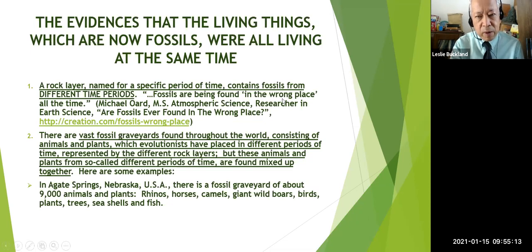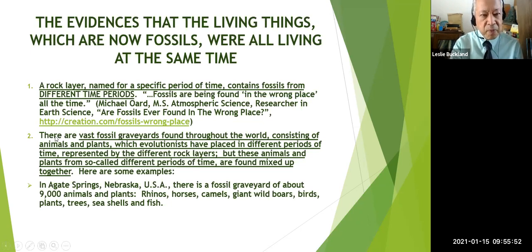Now, it's not that they're in the wrong place. They're only in the wrong place according to those who believe in evolution. But the fact that they're found in different rock layers that don't correspond to the period of time that evolutionists say they should be in, we find that the evolutionist says that they are in the wrong place. But how could that be? They're in the right place, because the fact is they were not in different time periods, but in one time period.